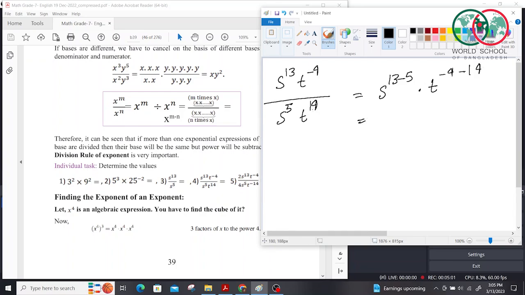Here we are doing t to the power minus 4 divided by t to the power 14, and we know that when there is division we subtract the powers, so minus 4 minus 14. If we subtract from 13, it becomes 8, and minus 18. That's our answer. Okay, how exactly did this happen?